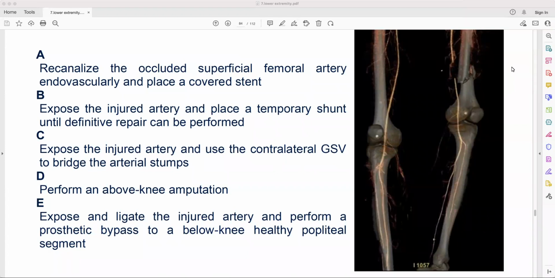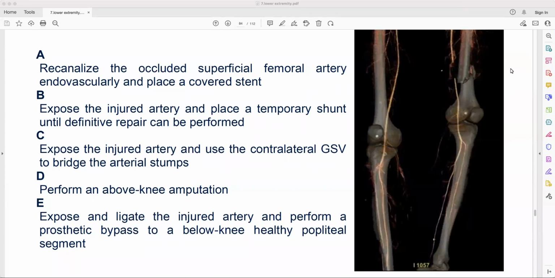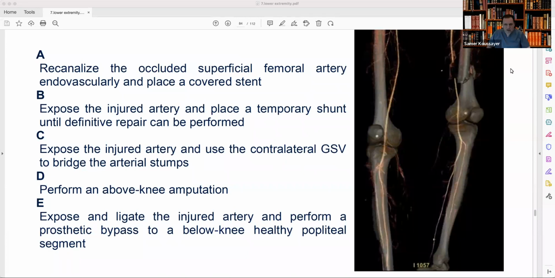Okay. E, expose and ligate the injured artery, perform a prosthetic bypass to below knee healthy popliteal segment. I don't think this is a great answer, especially if we have a better answer before. Plus a prosthetic graft in trauma will be infected, with a high risk of infection. Plus below knee bypass is bad also. For this patient, the artery above the knee is nice, so no reason to go below the knee. So all of it doesn't sound okay.